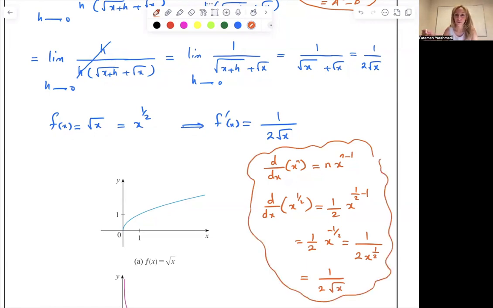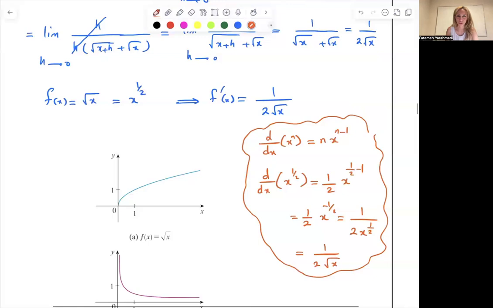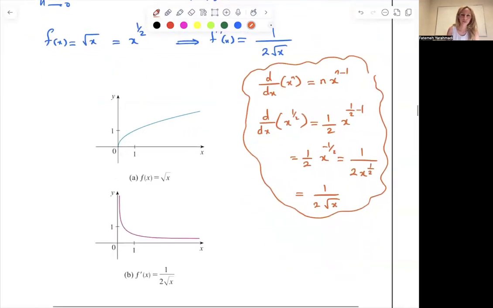Later on in the class, we're going to go over the shortcut for each one of these functions, from the limit definition and the shortcut. So this is the behavior of square root of x. 1 divided by 2 times square root of x behaves differently. This is a new function. You can call it g of x.